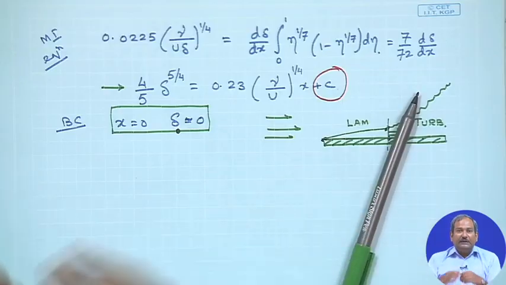So, herein we are introducing another approximation. The approximation that we are introducing is that at x equals 0, delta is equal to 0. So, we will use the same condition as before, as in the case of laminar flow. There are certain situations in which the errors introduced by this assumption are not going to be significant.